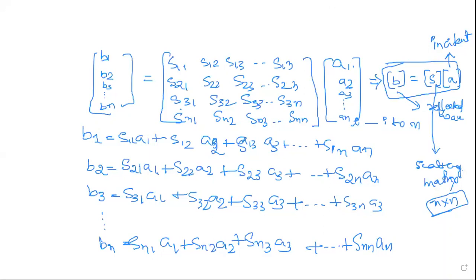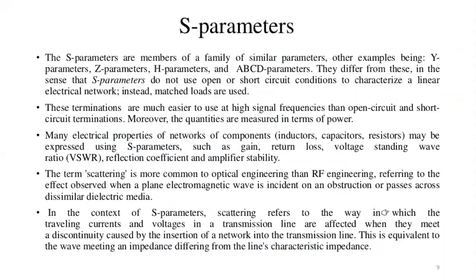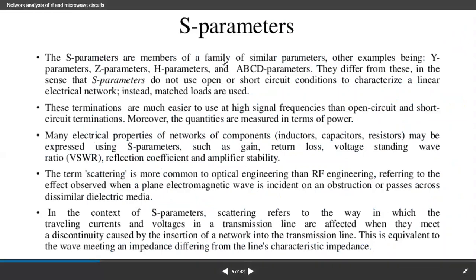We'll move on to certain properties of the scattering matrix, or what the scattering matrix actually is. We have seen this already: S parameters are members of a family of similar parameters. Examples of other parameters are Y, Z, H, and ABCD parameters. They differ from these in that S parameters do not use open or short circuit conditions to characterize the linear electrical network, but instead use matched loads. And these terminations are much easier to use at high signal frequencies than at low frequencies.